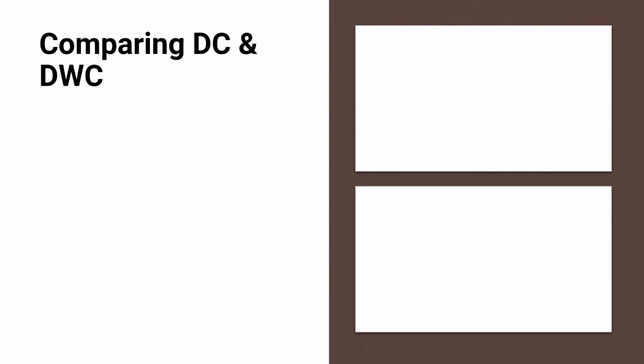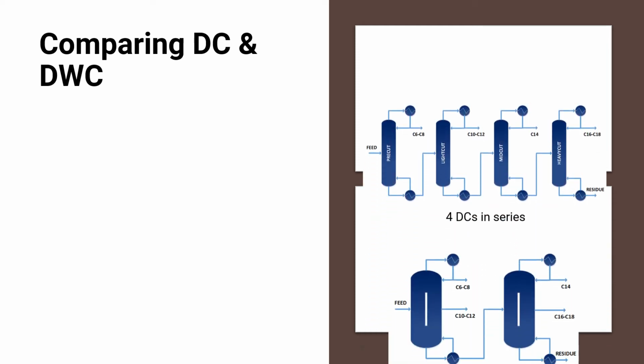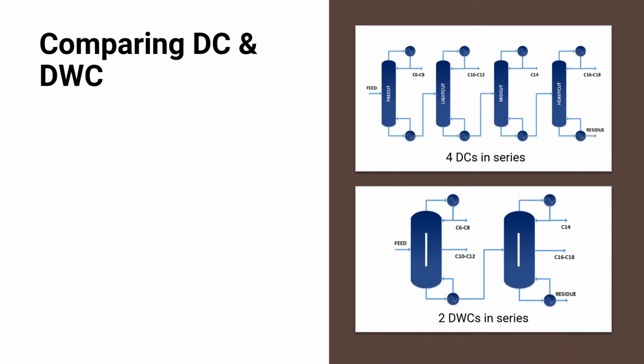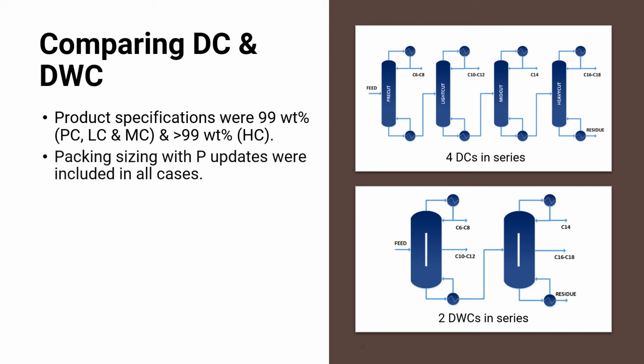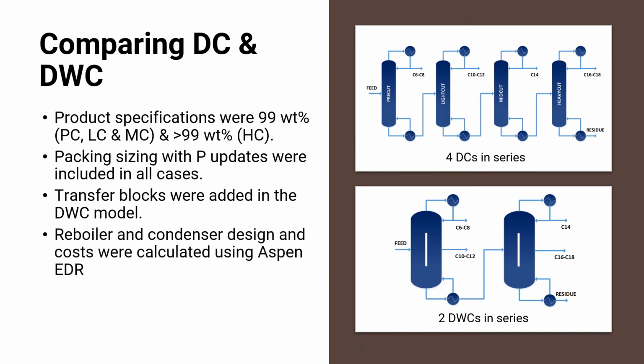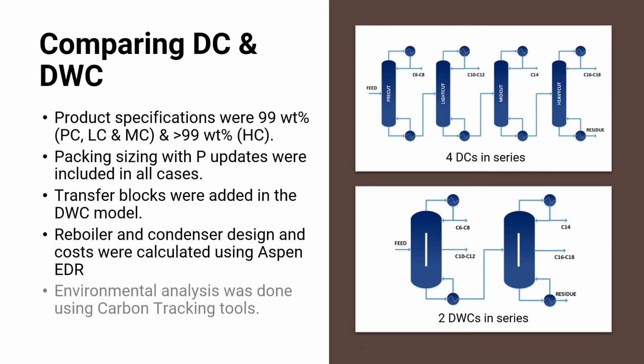We perform a comparison between typical DC with DWC in fractionating the fatty acid. For the former, a series of 4 DCs were used while the latter used 2 DWCs in series. The product specifications were set to 99% weight of pre-cut, light cut and middle cut, and minimum of 99% weight of heavy cut. Packing sizing with column pressure updates were included in the model. It is quite straightforward for a typical distillation column, but for the DWC model several transfer blocks were added to prevent negative pressure and ensure pressure consistency. Reboiler and condenser design and costs were calculated using Aspen EDR, while environmental analysis was done using carbon tracking tools.